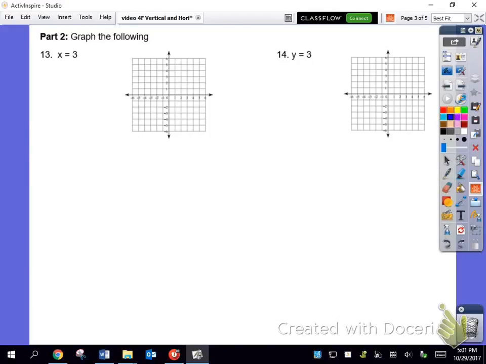So number 13, I want to graph it. Well, it says x equals 3. So on the x-axis, go to 3, and I'm going to cut through at the 3. So that is a vertical line. So remember, the slope would then be undefined. Okay. Y equals 3. I'm going to go to the y-axis, go to 3. I want to draw a line through the y-axis. That is my horizontal line. And since it's a horizontal line, remember that would be a slope of 0. It's flat.